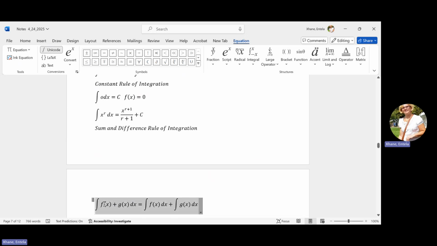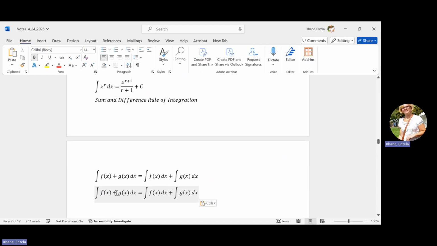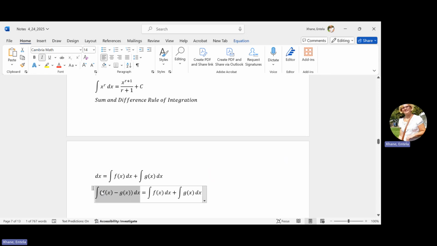And this is true for the difference as well. So I can kind of copy and paste this and then simply change the sign to include the option of the difference. So I'm going to put parentheses around this. So you are integrating the difference, and then you separate this into the integral of f of x dx minus the integral of g of x dx.